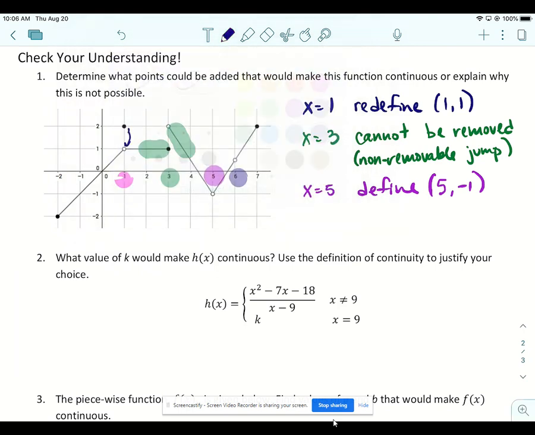Okay, and then our last point is going to be where x is 6. So you guys try this one on your own. So the function is completely undefined when x is 6. So we would just define a point, and to patch the hole, that point is going to be at (6, 1/2). So that's not too bad.